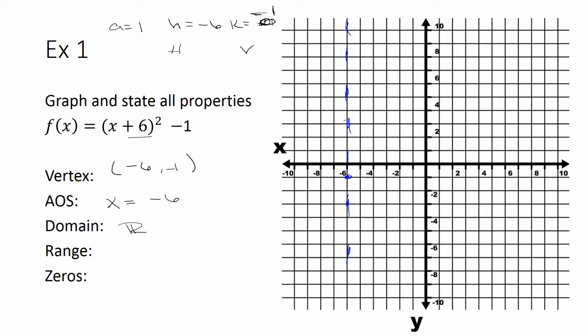Okay, and we know it opens up because A is a positive 1. So we have something that looks like this. Okay, so if we're going to look at the range, because we have a minimum, we're going to have a closed bracket over here on the left, which is equal to whatever y is at the vertex, which is negative 1. And it's going to go to positive infinity.